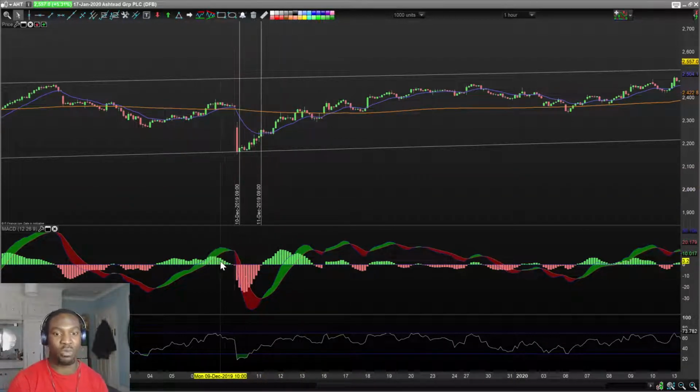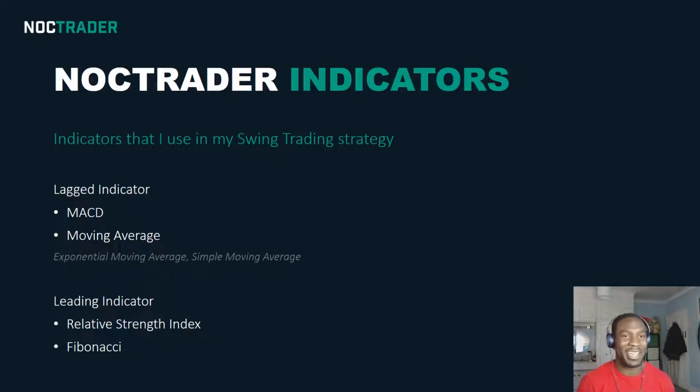So you should never use any one indicator in isolation. But this is just to show you the difference between a leading and a lagged indicator, in the sense that a lagged indicator takes some time to show the signals that you need, while a leading indicator will show it sooner. So here you have it, guys, the secret sauce, my Knock Trader indicators.